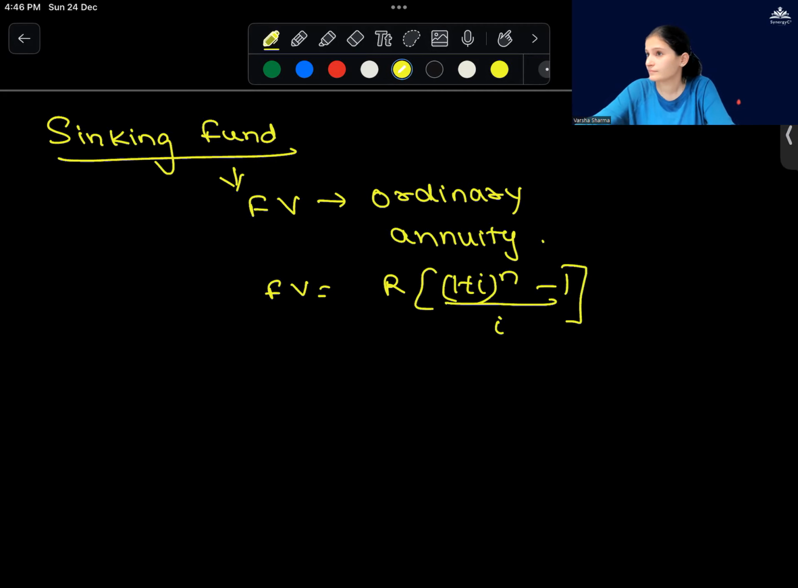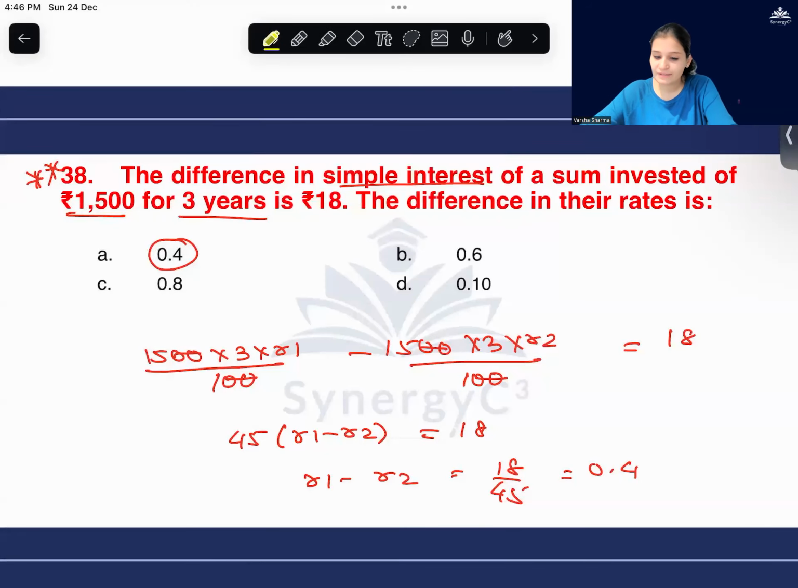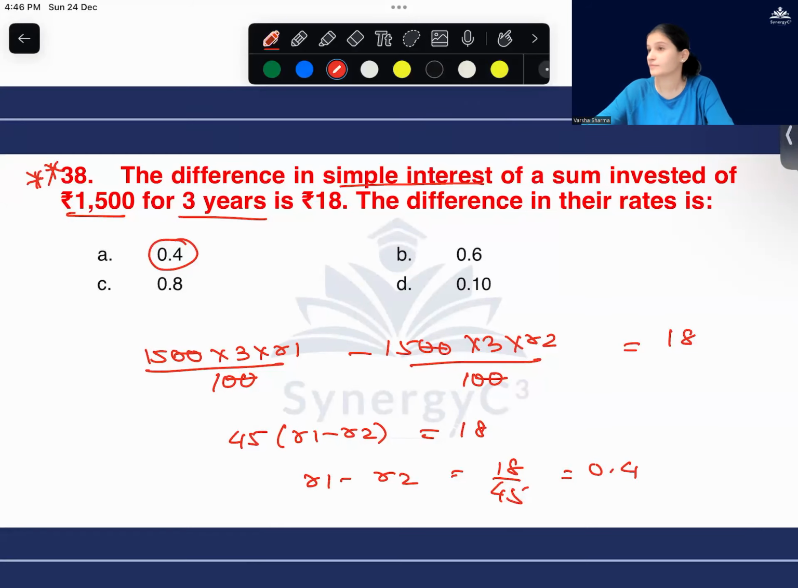Done? Everyone done till now? Okay. So these are all the normal concepts that we have. So let's do a couple of sums from these first. Can we start?